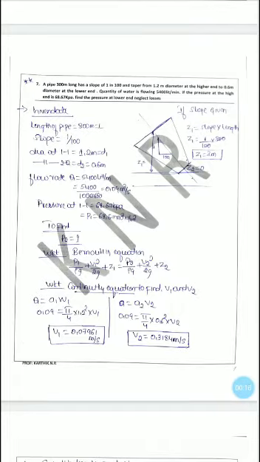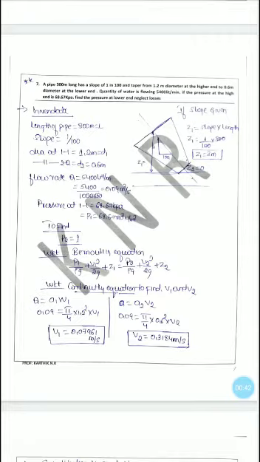A pipe of 300-meter length has a slope of 1 in 100 and tapers from 1.2 meter diameter at the higher end to 0.6 meter diameter at the lower end. Quantity of water flowing is 5,400 liters per minute. If the pressure at the high end is 68.67 kilopascal, find the pressure at the lower end, neglecting losses.